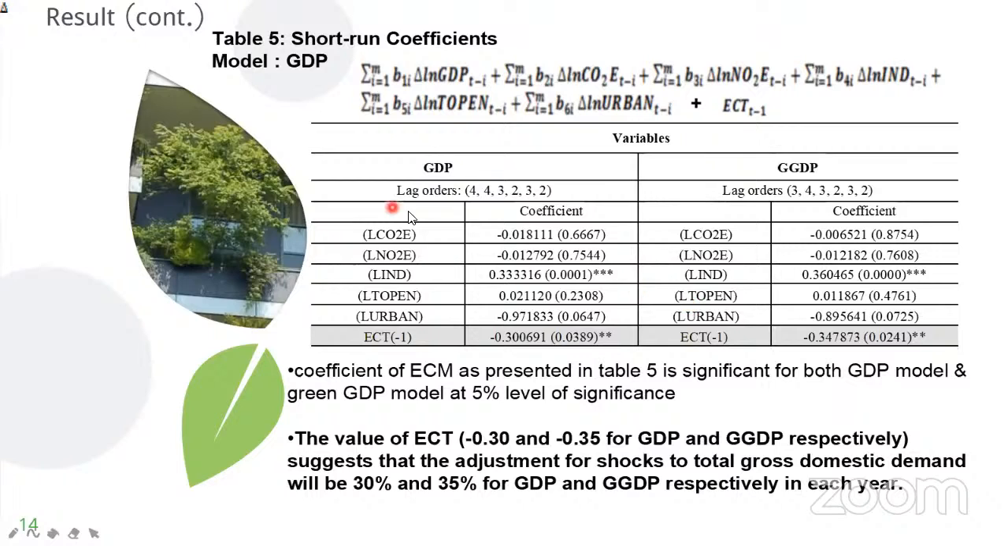So after that, I've conducted another test to see if there is a short-run relationship between GDP, green GDP, and all these variables. What is important here is the ECT value. The ECT value for GDP is minus 0.30, and for green GDP it is minus 0.35. This suggests that when there are shocks to the total gross domestic demand, the adjustment made for GDP and green GDP is 30% and 35% respectively in each year.